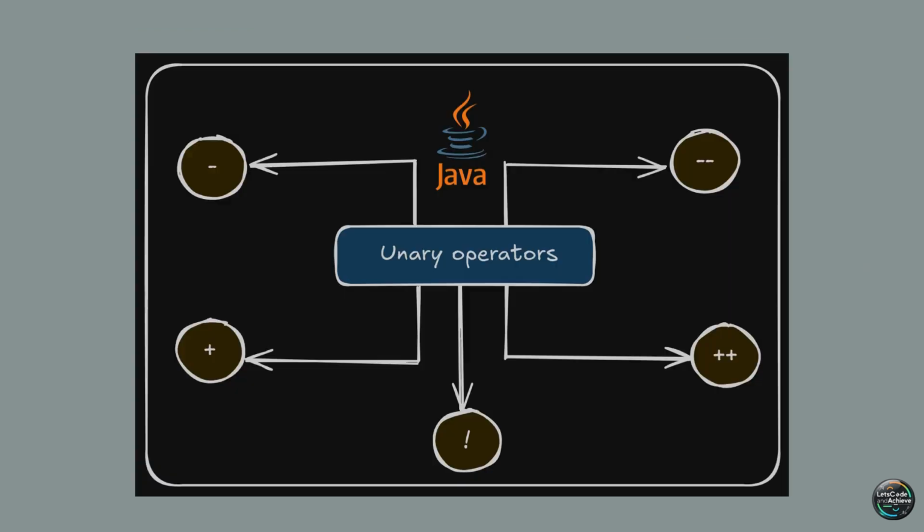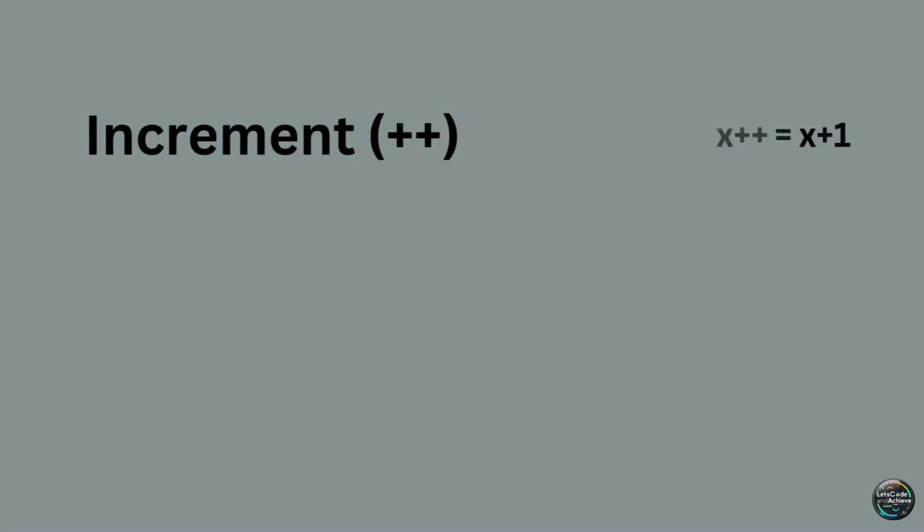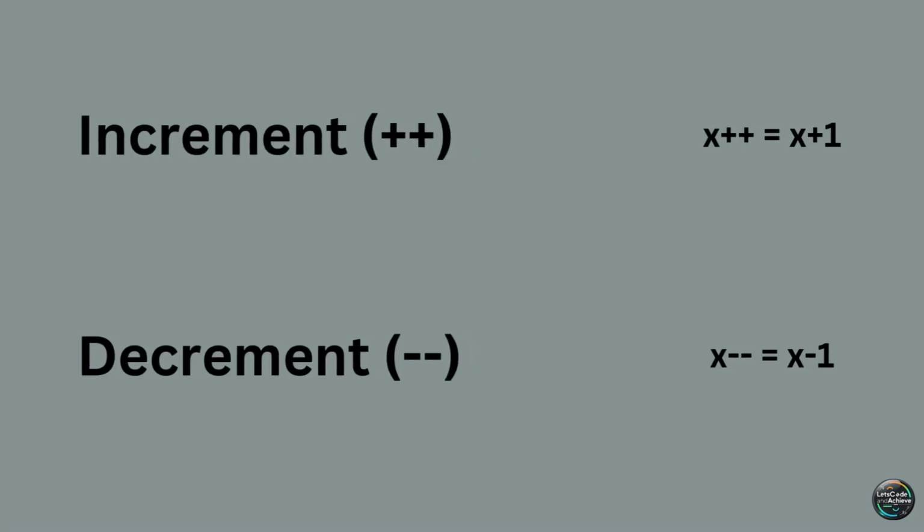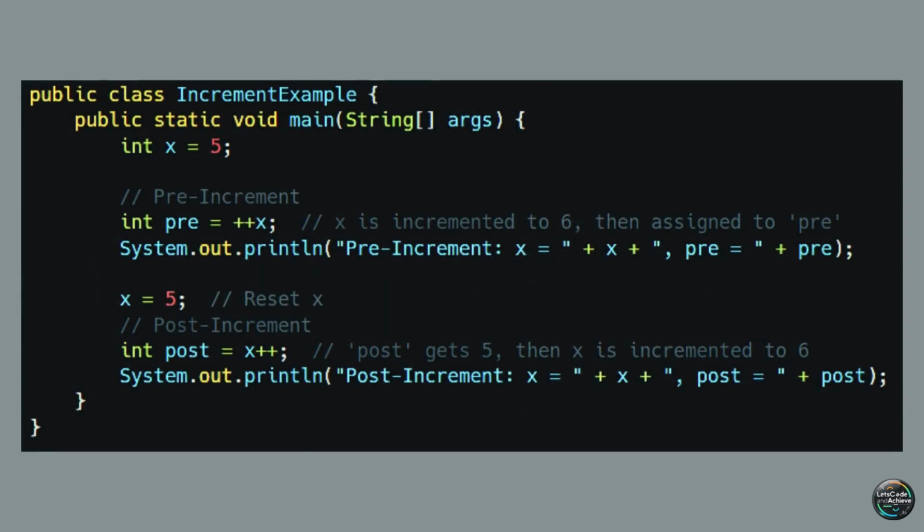Next up, we have unary operators. These work on one single variable and are often used to increase or decrease values. So, ++ increases a value by 1. For example, x++ will add 1 to x, and -- does the opposite. It subtracts 1. But here is the twist. Pre-increment ++x adds before using the value, while post-increment x++ adds after using it. It's a subtle difference, but important in certain situations.